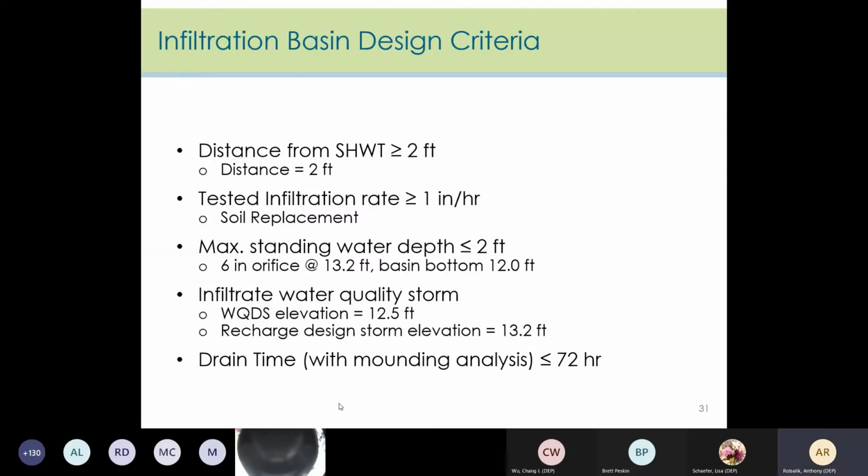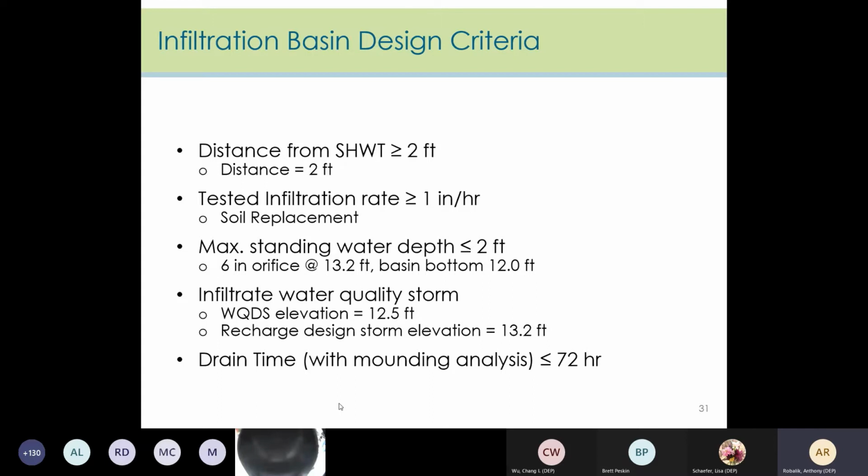So summarizing the infiltration, we saw that the basin has 2 feet of separation. We saw the infiltration rate is okay, mostly since they were doing the soil replacement below it. We saw the max water depth was 1.2 feet, so that's less than the 2 foot maximum allowed. Water quality design storm was at 12.5 feet, which means the depth was only 6 inches, which is less than the 2 feet required.